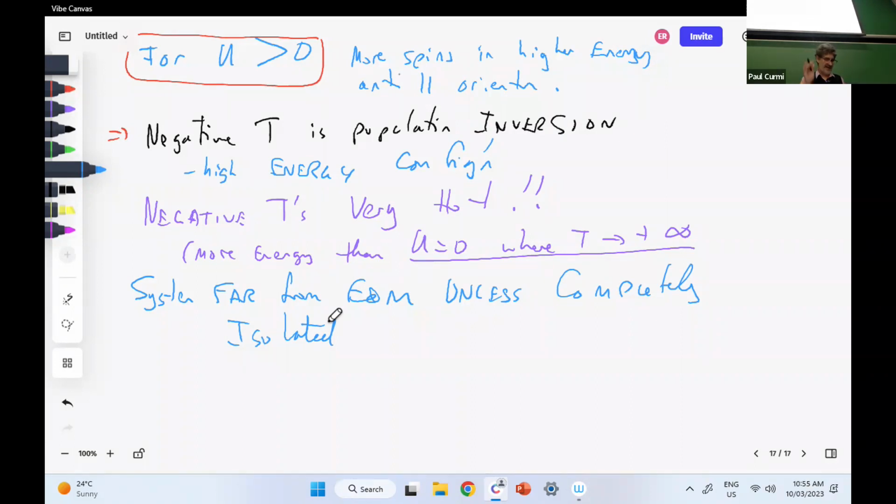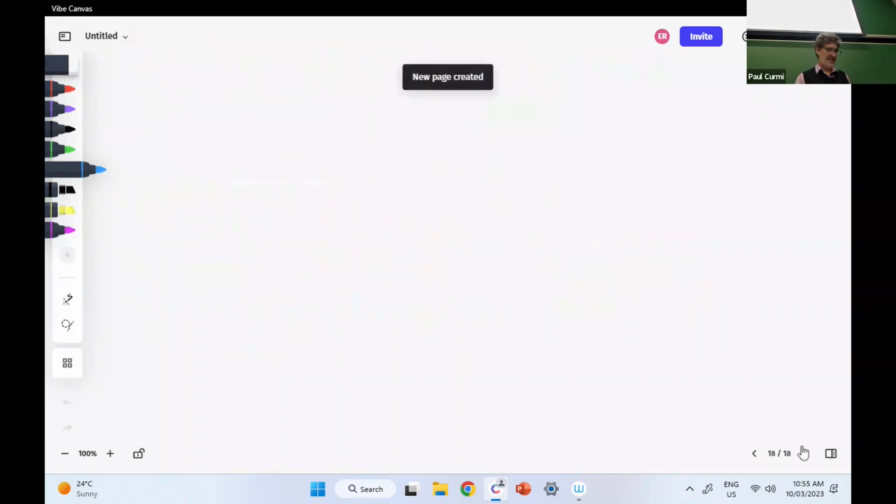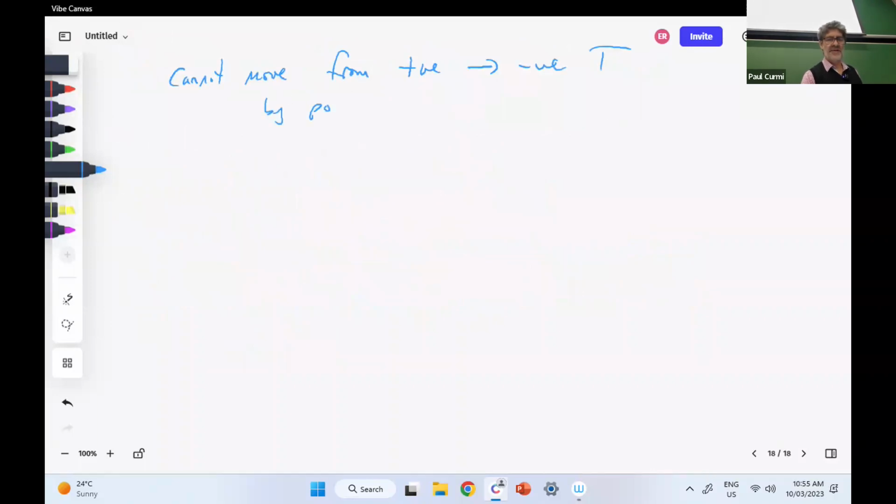Kelvin. Okay, same. So let me add some things to this. You cannot move from positive to negative T by passing through 0. Zero, okay? 0 Kelvin.